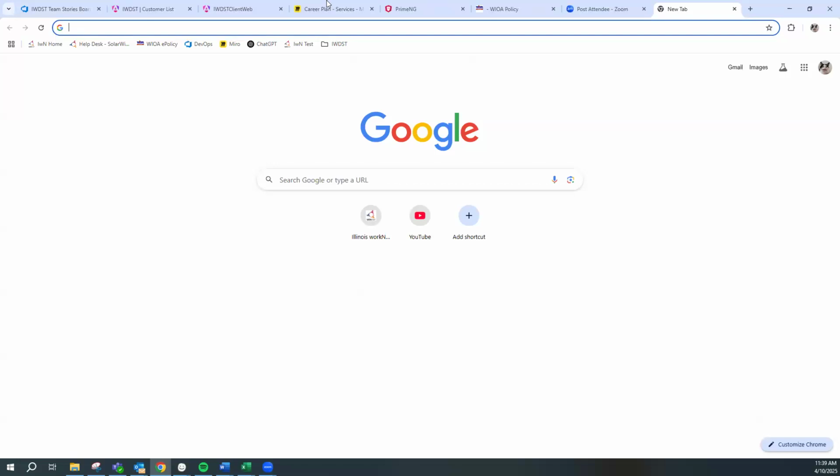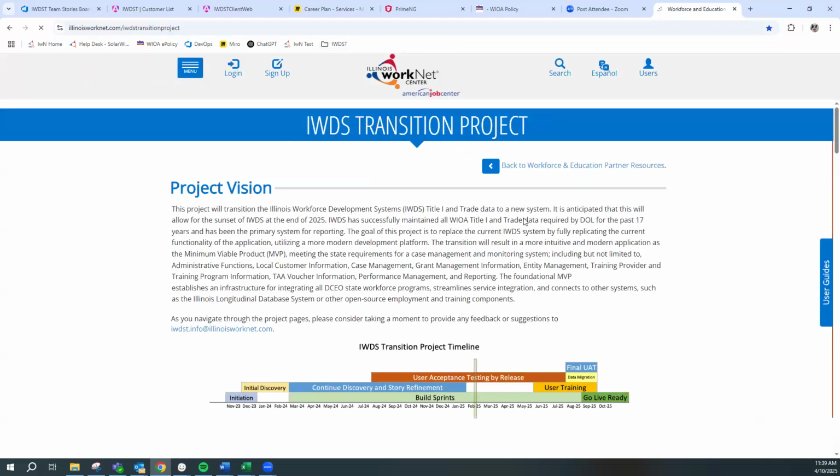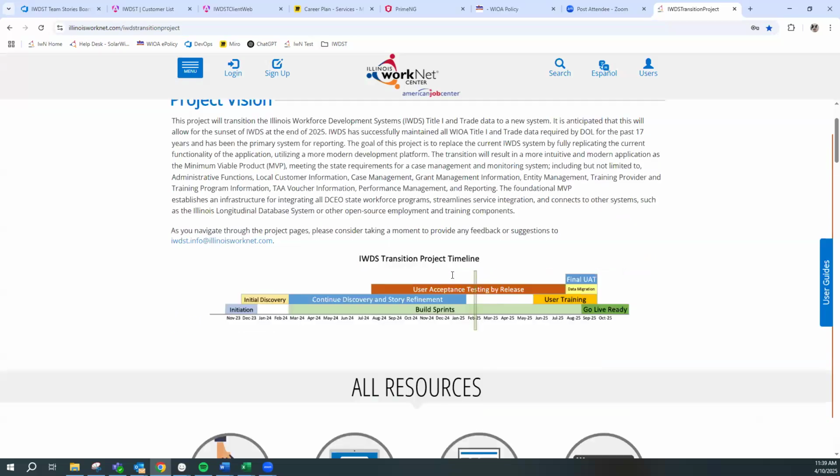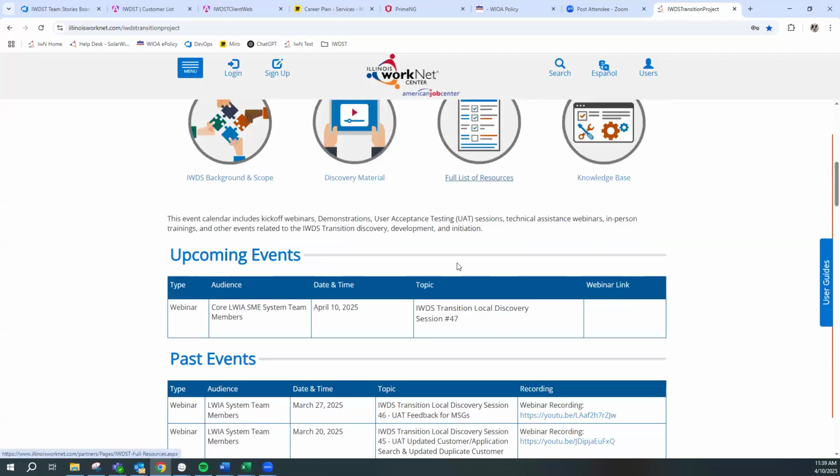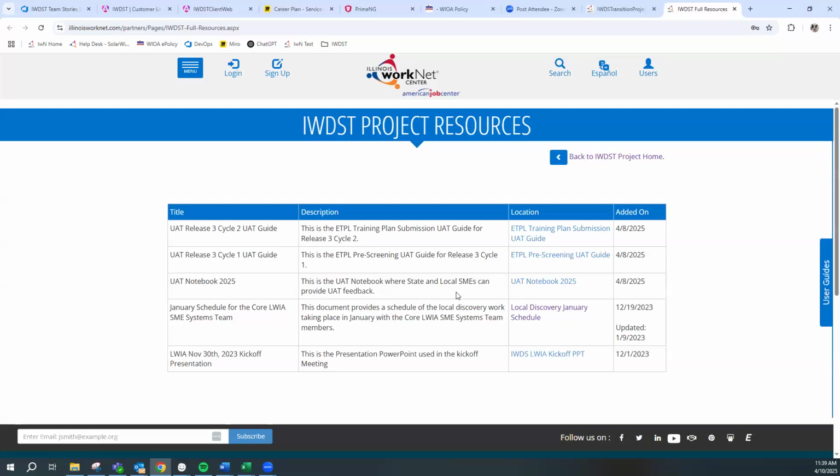We're still going to be sending out the email with the links to the UAT notebook and the guides for you. But you will now be able to go into the content page here, for those of you who have access to our content page, and where all the recordings are. Under the full list of resources, you'll be able to click this, and all of those guides and the UAT notebook are now going to be here as well. So it'll be a nice quick place for you to go back and pull the UAT notebook.